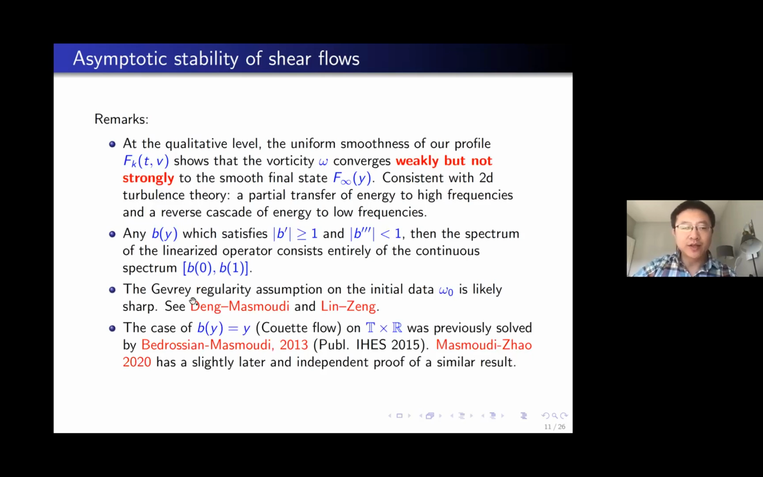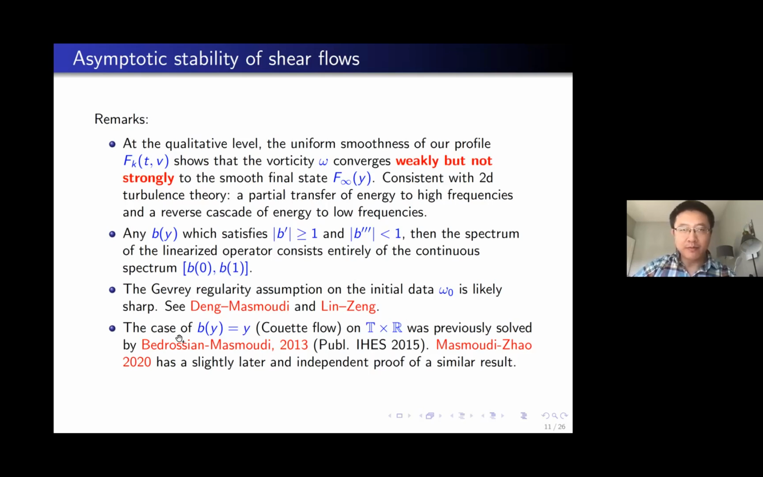So, Gevrey space, Gevrey regularity: we have to assume that the perturbation is Gevrey regular, and this is likely sharp if we want to control the profile as precisely as we did in the theorem. And actually, previously there was a result by Lin and Zheng, who showed that if you allow rough perturbations in low regularity Sobolev spaces, then in fact you can find non-trivial coherent structures near the shear flow, near the Couette flow actually.